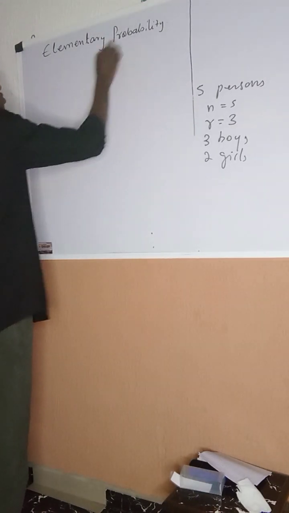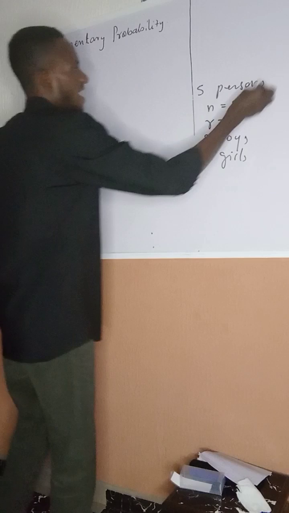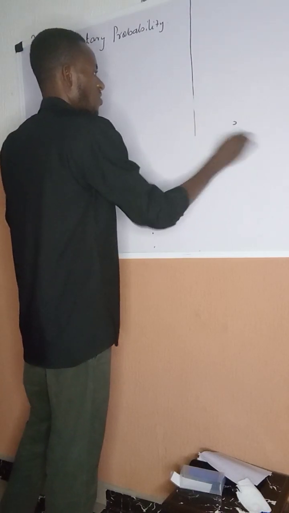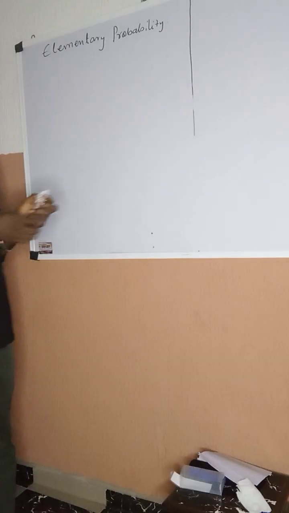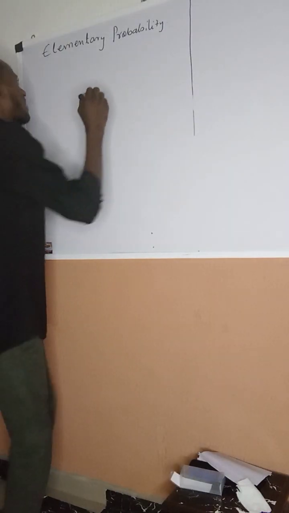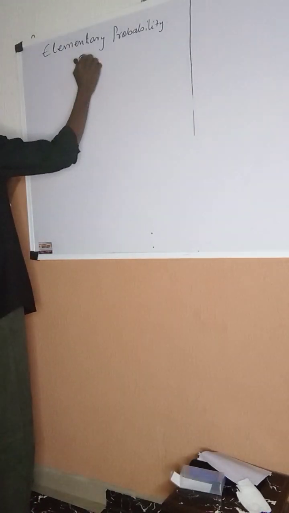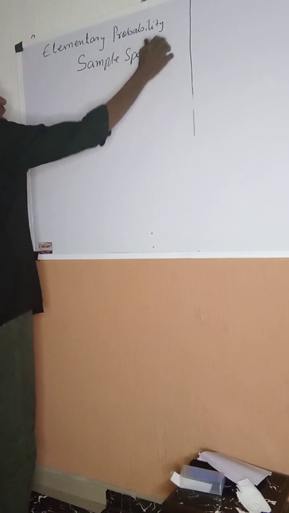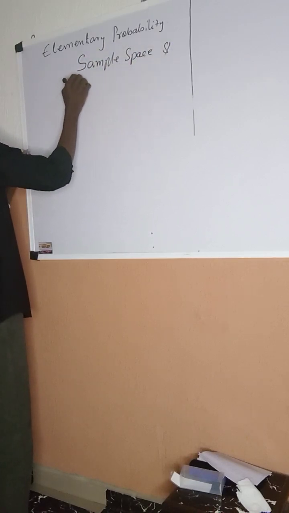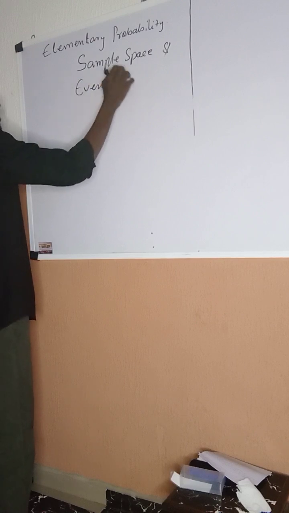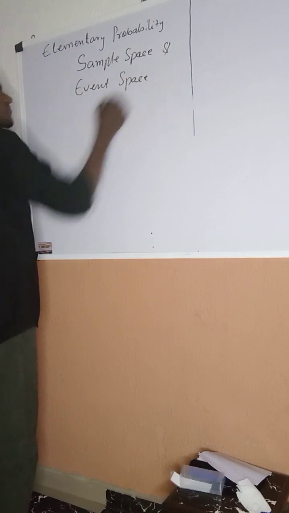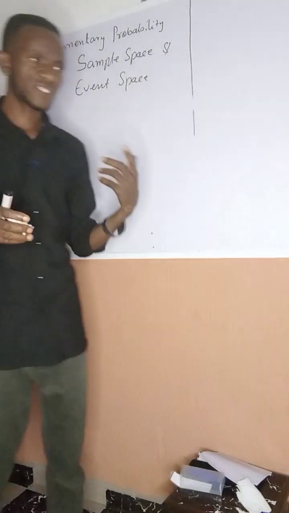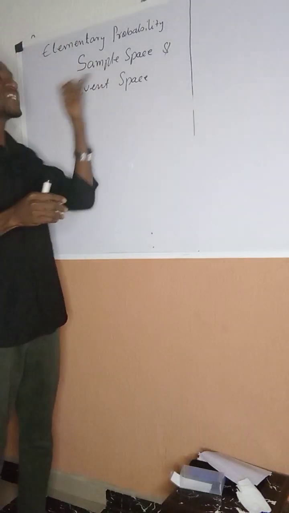So we are now going to move into what we call sample space and event space. Sample space. And what we call event space. When we talk about a sample space, we are referring to it as a set.